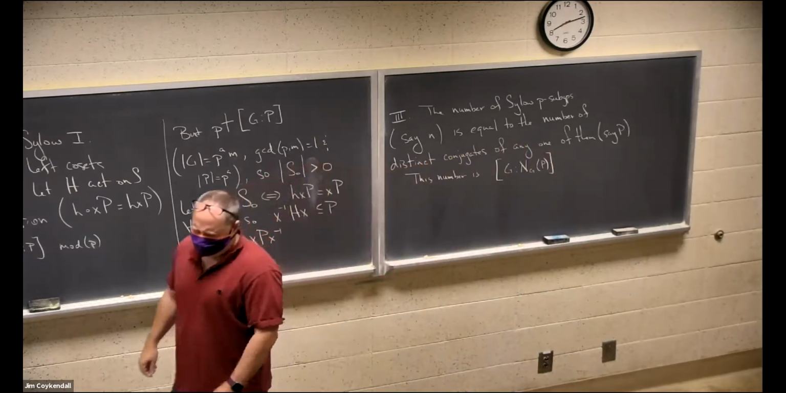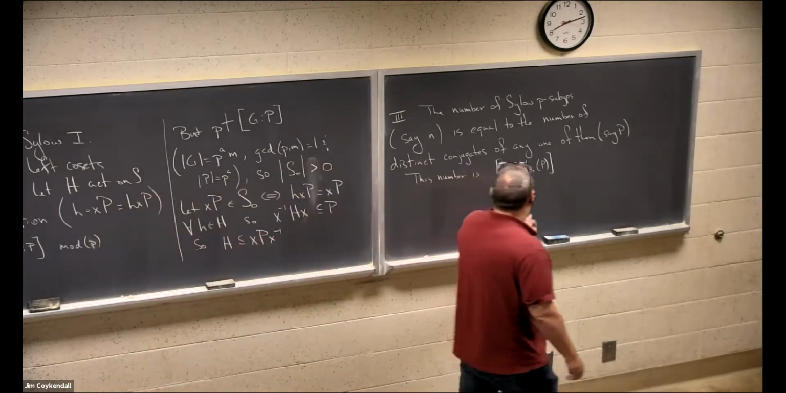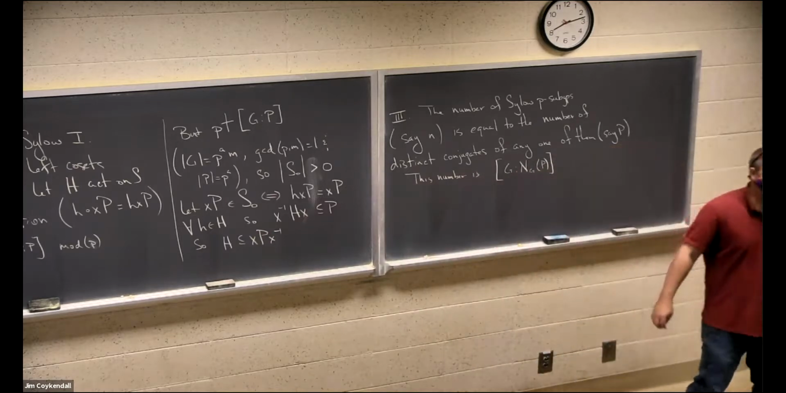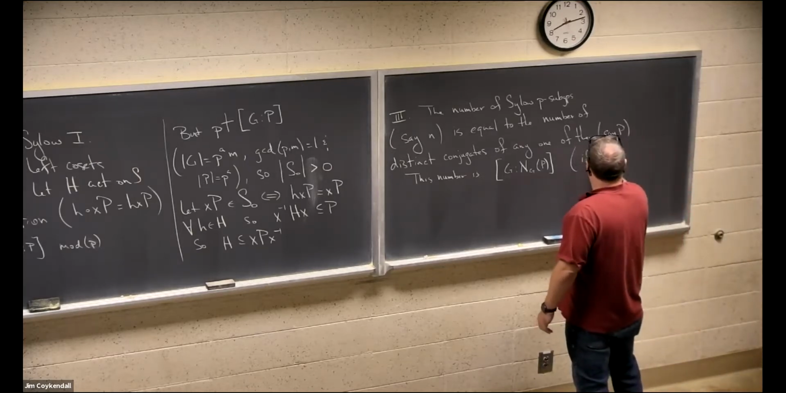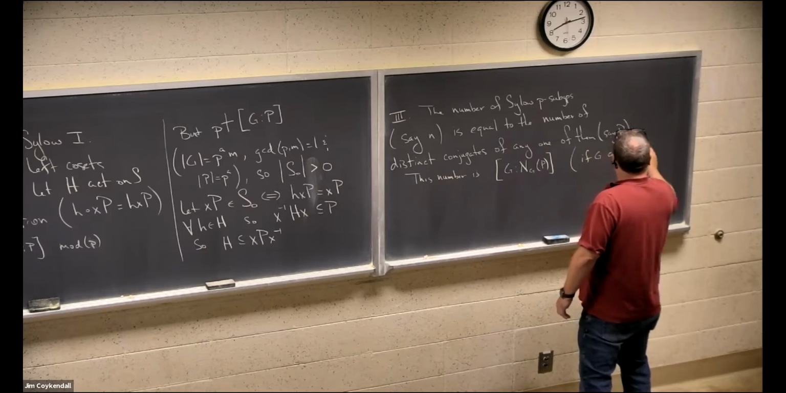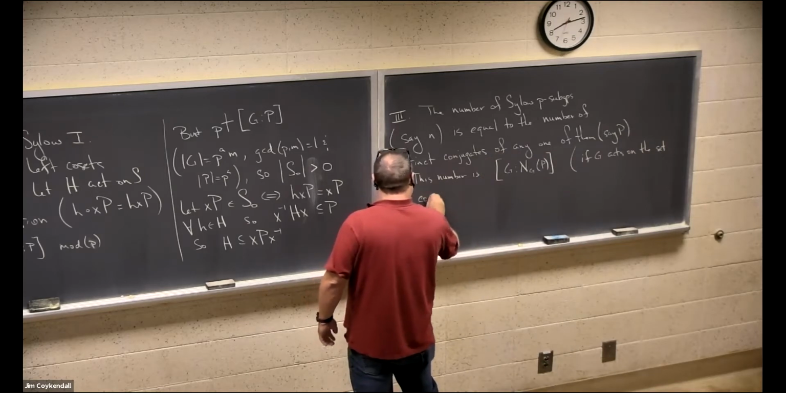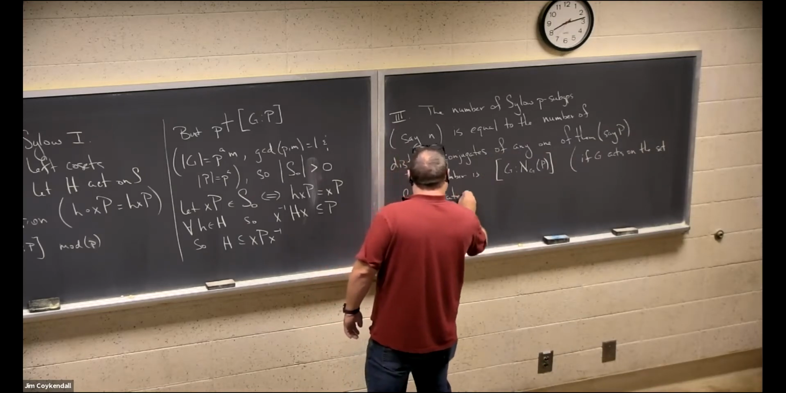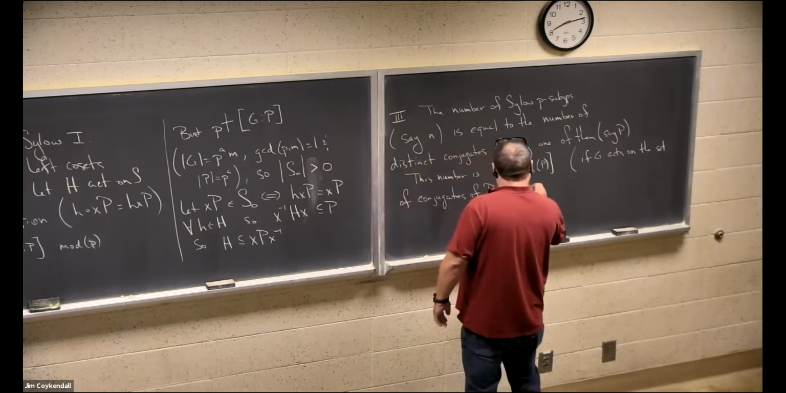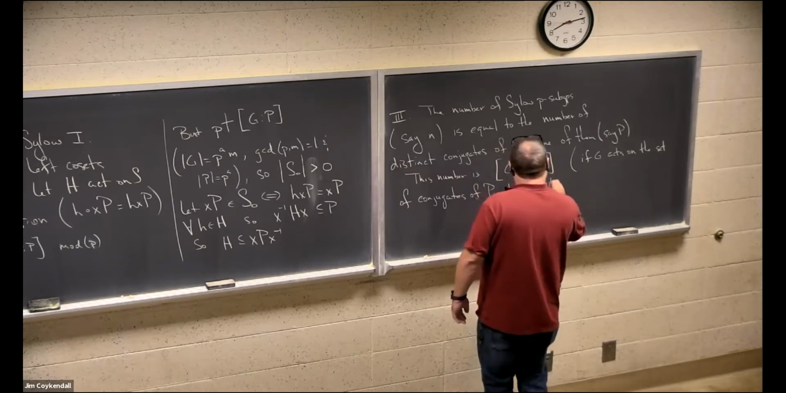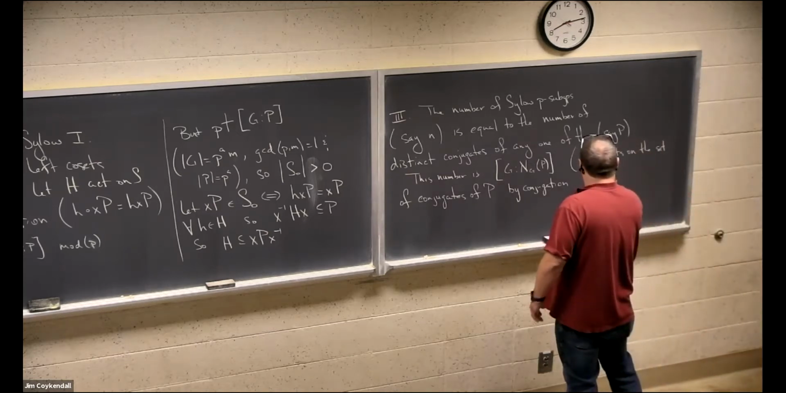This should be the index of the normalizer in G of P of G. You'll see why that's true. Because if G acts on the set of conjugates of P by conjugation, once again, it's a group action. So again, G acts on one of these conjugates.